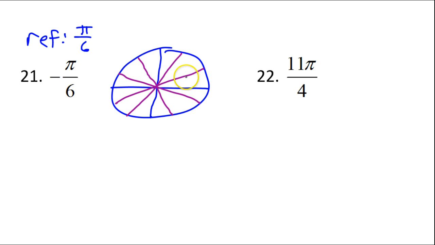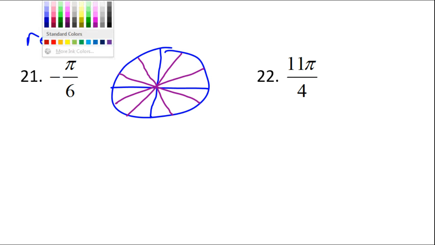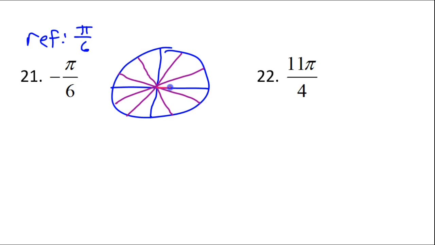Because there's 6 of them in the top half. We need to go negative 1 of these, so that's going to look like this. Alright, standard position. Negative is clockwise. So we're talking about right here. Alright, so once again we're in the 4th quadrant.